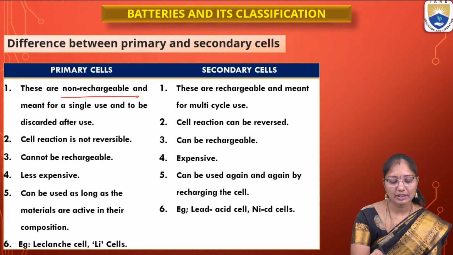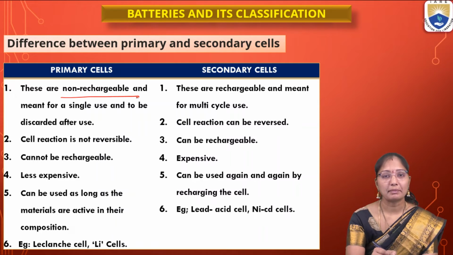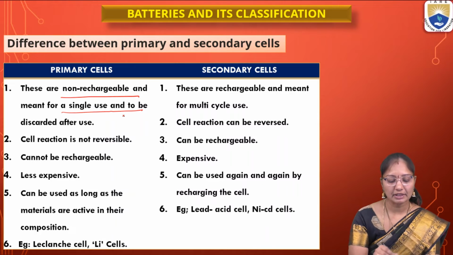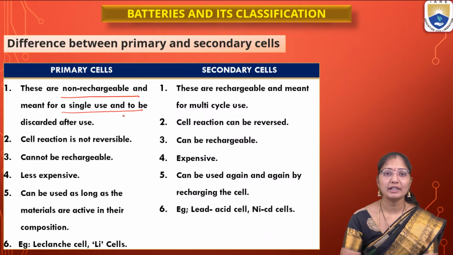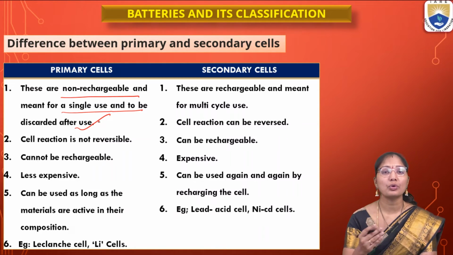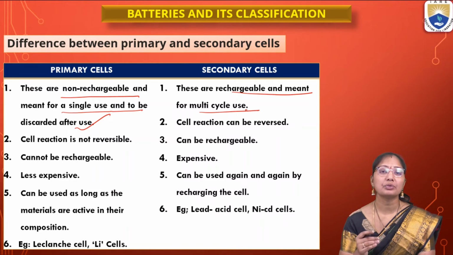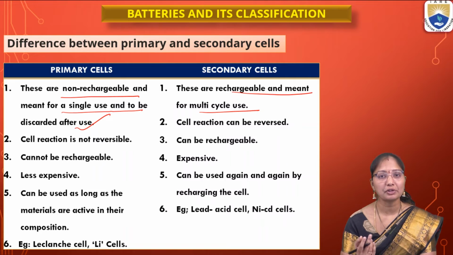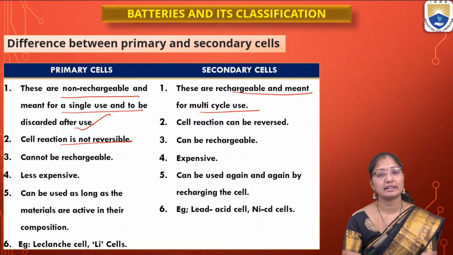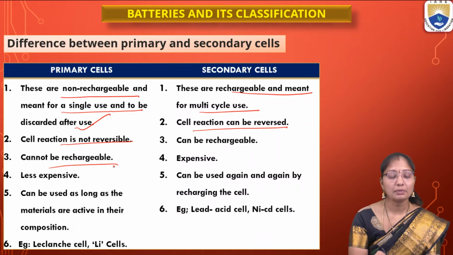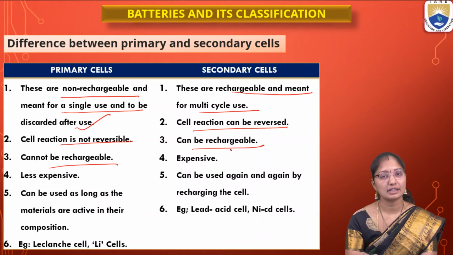Primary batteries, or primary cells, are non-rechargeable and meant for single use, to be discarded after use. Secondary batteries are rechargeable and meant for multiple usage cycles, means we can use them multiple times once charged. The cell reaction inside a primary battery is not reversible. Here, the cell reaction can be reversed. Here it cannot be recharged. Here it can be recharged.